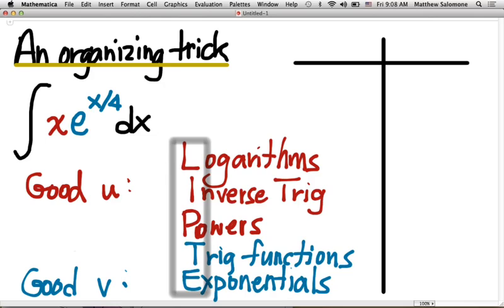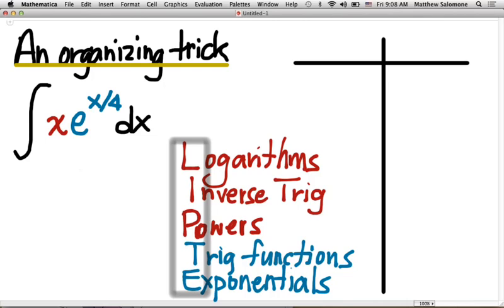So when we're looking at x e to the x over 4, we're going to say, well, we've got one piece, the x, that belongs in the p category, and we have another piece, e to the x over 4, that belongs in the e category. And so when we're deciding which to make which, we just take the top one to be our u and the bottom one to be our v prime. And generally, following this strategy tends not to get you into too much trouble. So that's LIPT. That's the first little mnemonic for the day.